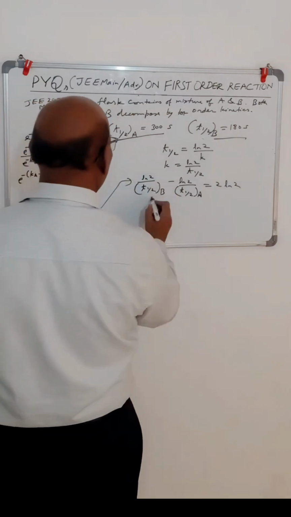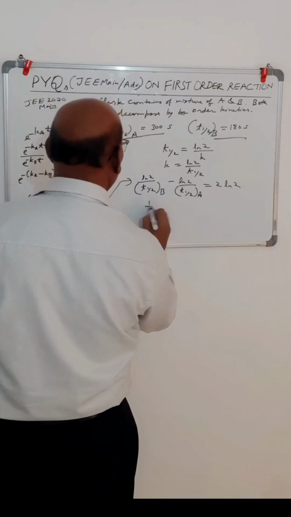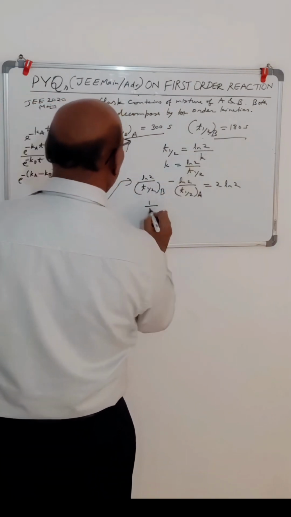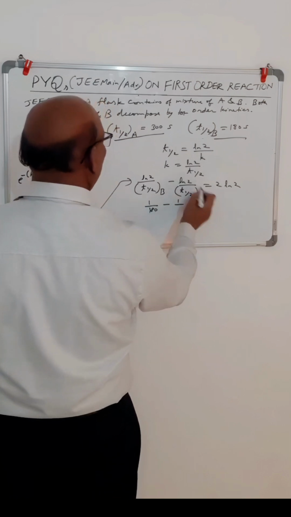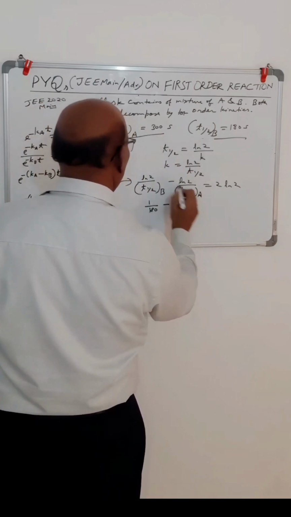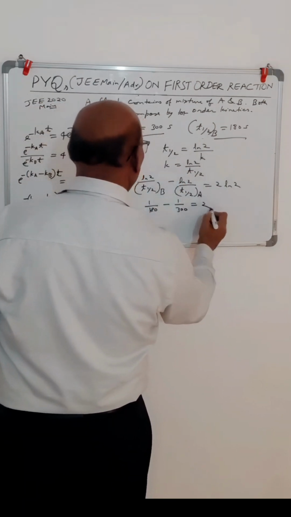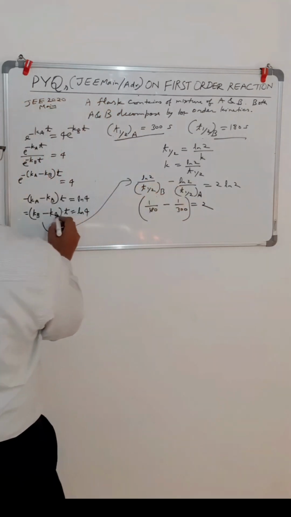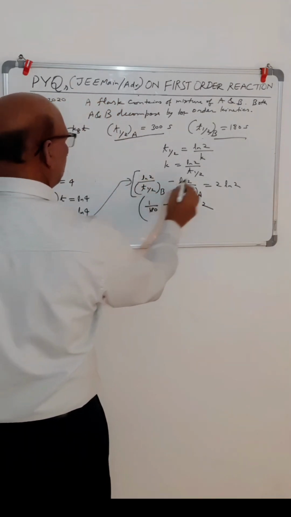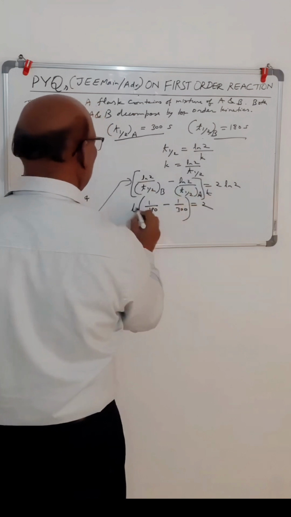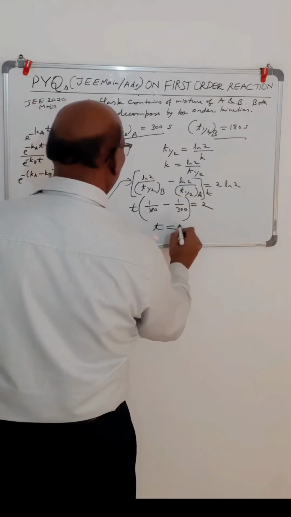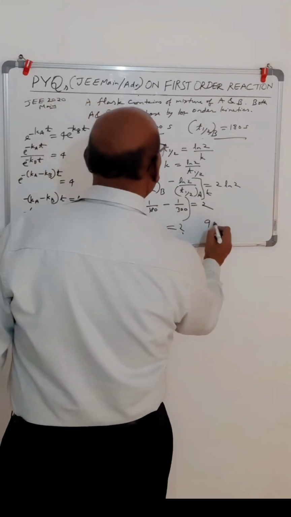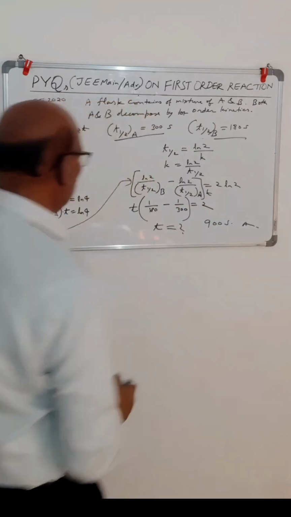Now ln 2 will get cancelled out from both sides. So what we will get: 1 upon T half of B, which is 180, minus 1 upon T half of A, which is 300, is equal to 2, and into T is also there, because this is into time. So T into this equals 2. So we can solve it and find out the value of T. That will come out to be 900 seconds. So that is our answer.